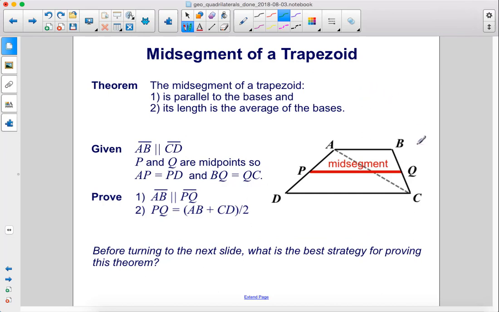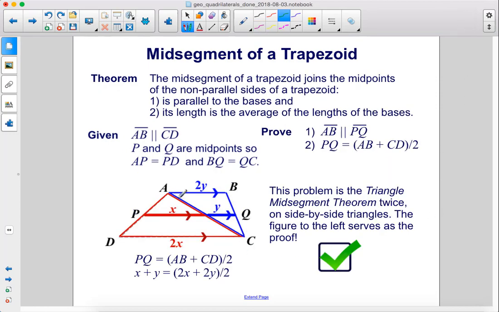Theorem. The midsegment of a trapezoid is parallel to the bases and its length is the average of the bases. Given that AB is parallel to CD and P and Q are midpoints, so AP equals PD and BQ equals QC, prove that AB is parallel to PQ and the length of PQ equals the average of the bases, AB plus CD divided by 2. Before turning to the next slide, what is the best strategy for proving this theorem?